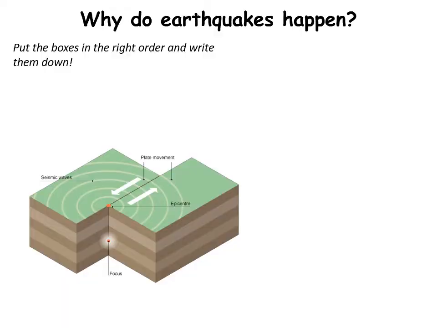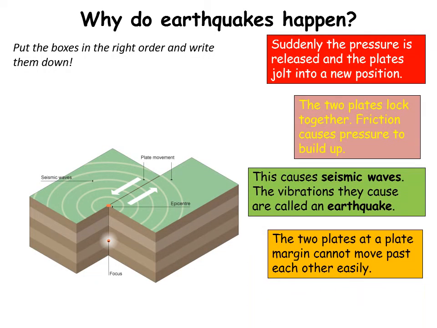So why do earthquakes actually happen? I've got 4 boxes coming up on the slide here, and I want you to have a look at the diagram. You'll see the focus here. There's a copy of this diagram on the sheet so that you can print it off and have a look at it. The focus is the point inside the Earth's surface in which the earthquake starts. So this is where the friction is building up. And the epicenter is that point on the surface.